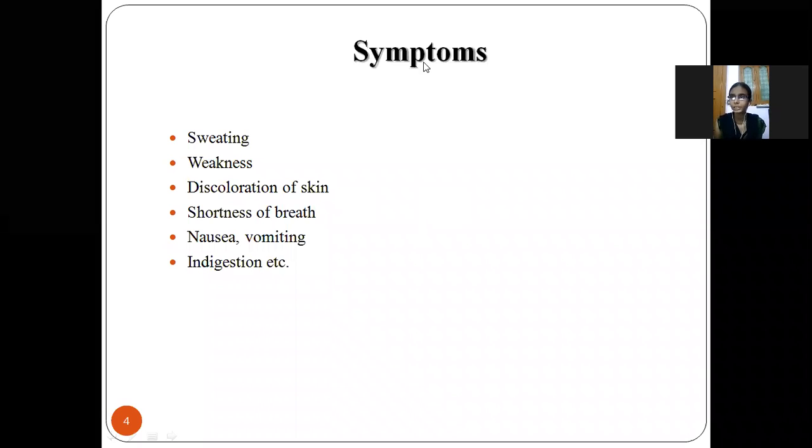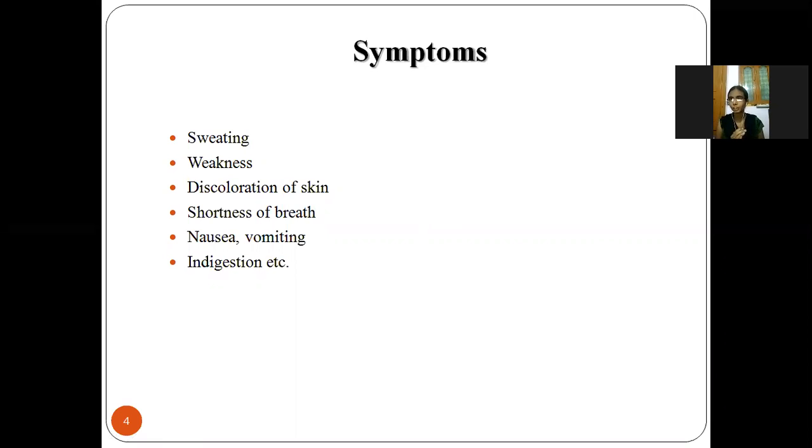So symptoms of angina pectoris: the person who is suffering from angina pectoris, in that patient we can see symptoms like more sweating, the person will feel weakness, discolorization of the skin, shortness of breath, means the person cannot breathe properly, nausea, vomiting, digestion problems, and pain in the left arm and chest pain. Sometimes the pain may spread to the right arm also. So these are the symptoms that occur when a person is suffering with angina pectoris.